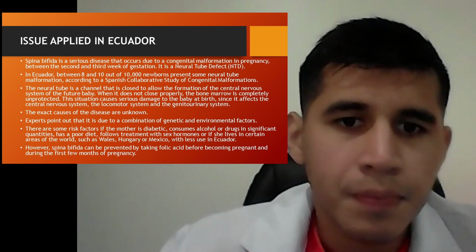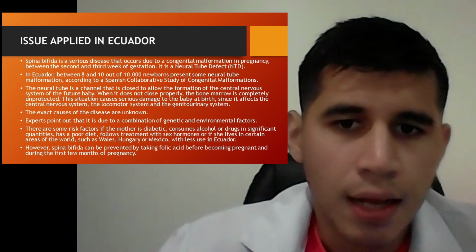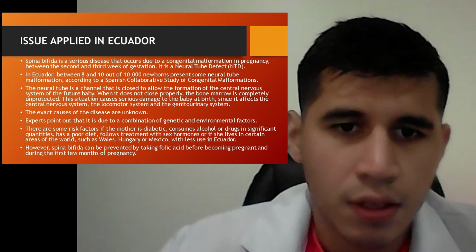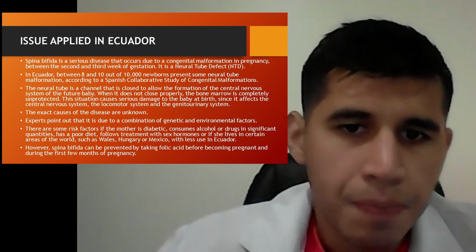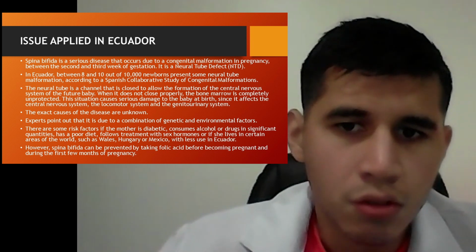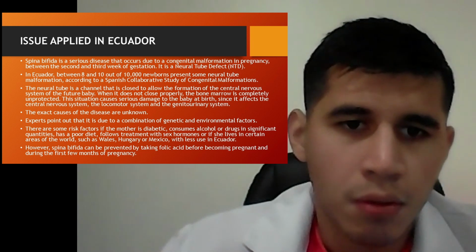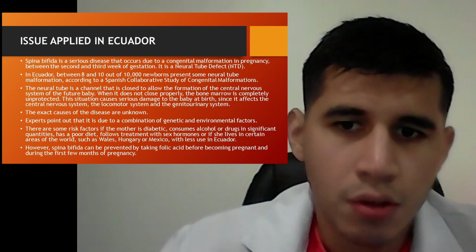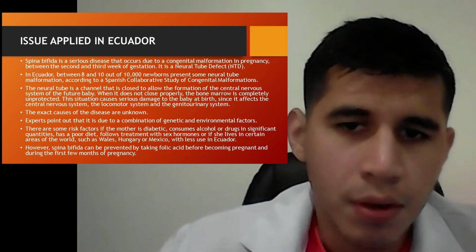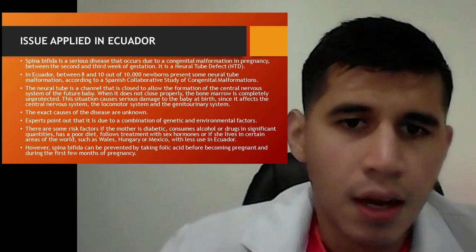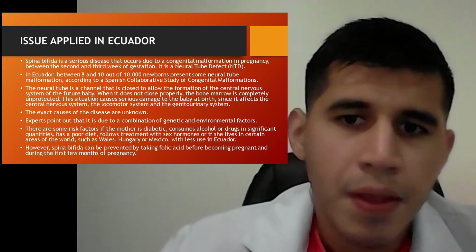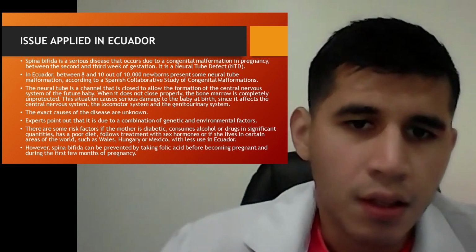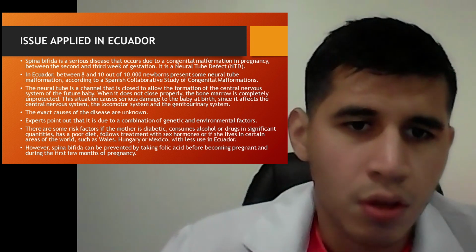The neural tube is a canal that closes during the formation of the central nervous system of the future baby. When it is not closed properly, the spinal cord is completely unprotected. This situation causes serious damage to the baby at birth, affecting the central nervous system, the locomotor system, and the genitourinary system. The exact causes of the disease are unknown.